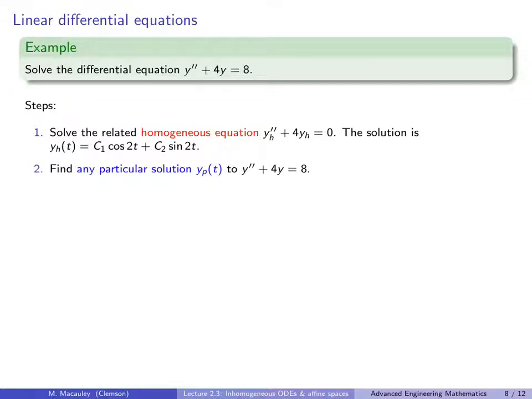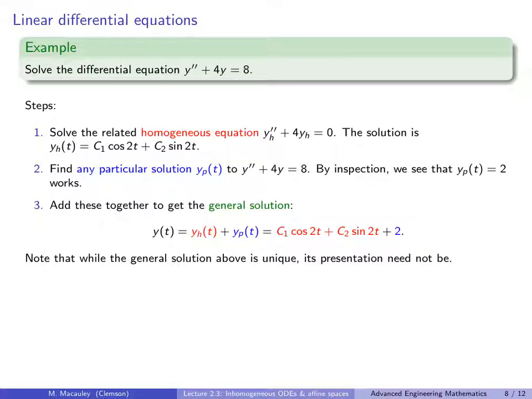Step 2. Find any particular solution, y_p, to the original ODE. Now the same one's going to work because there is a constant solution. We can get that by setting y double prime to be 0 and y once again is equal to 2. So by inspection we can take our particular solution to be equal to 2.